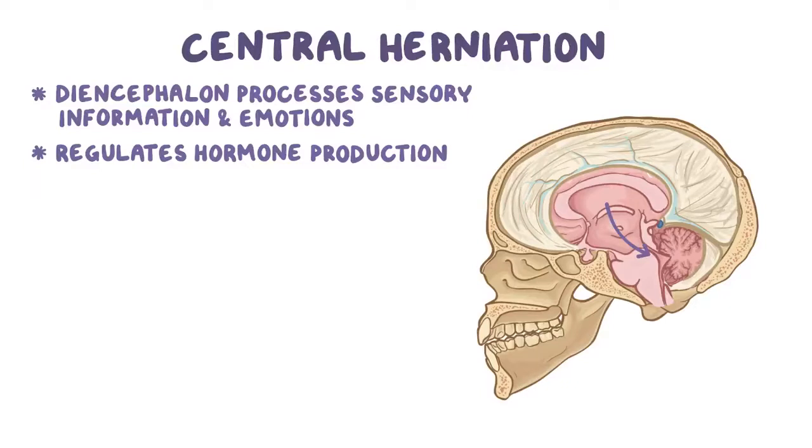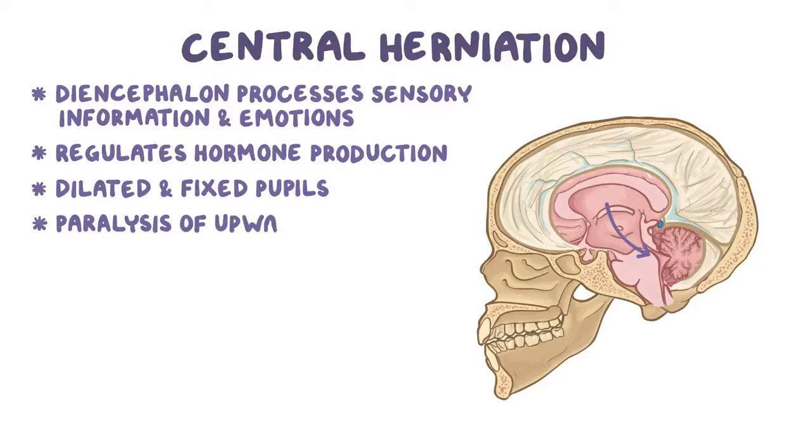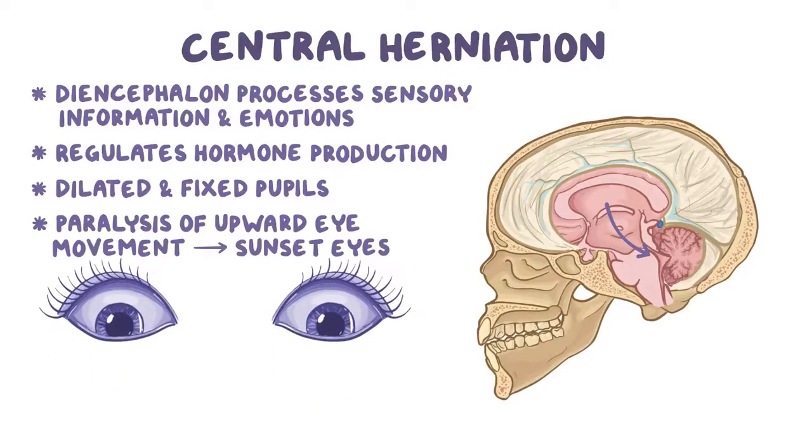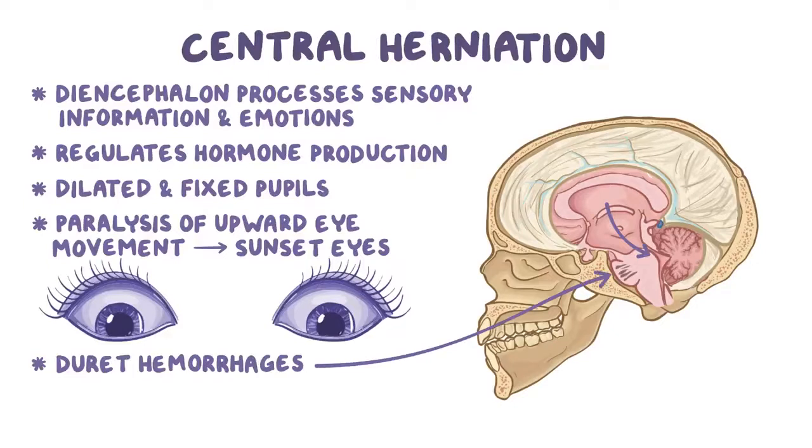Central herniation can also cause dilated and fixed pupils, and paralysis of upward eye movement, which leads to the sunset eyes sign. That's where the eyeballs are in a downward position and part of the lower pupil is covered by the lower eyelid. Just like in uncal herniation, Duret hemorrhages can be seen in central herniation.